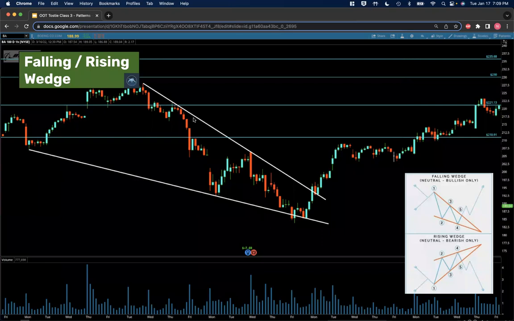And that's what you're seeing in these wedge type patterns: you're just looking at weakening in the direction of the trend, right? So this falling wedge, you're seeing sellers become weaker. Rising wedge, you're seeing buyers become weaker. And that's why they're more bullish or bearish patterns. So a falling wedge is going to be more bullish. A rising wedge is going to be more bearish.